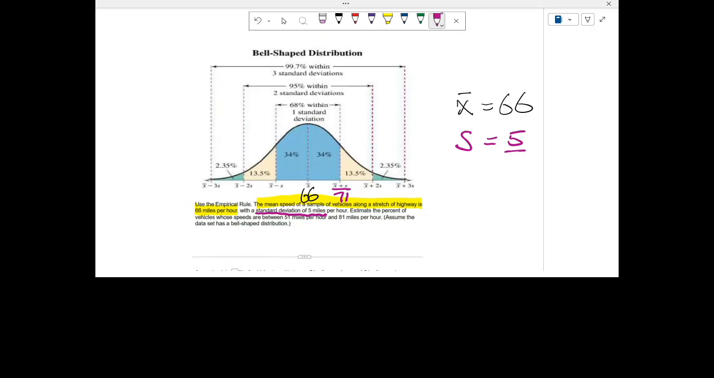71. Y'all, if I were to add 5 again, so I'm just going to keep adding that number. 71. If we added another 5, everybody agree? And then over here, y'all, wouldn't that be 81?